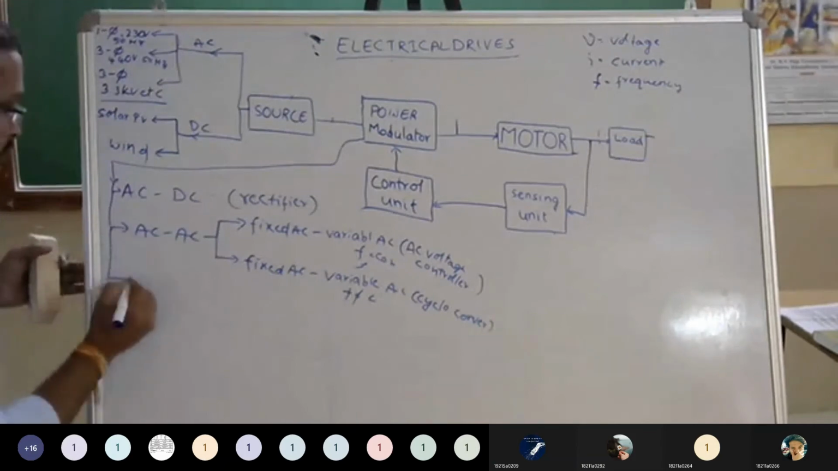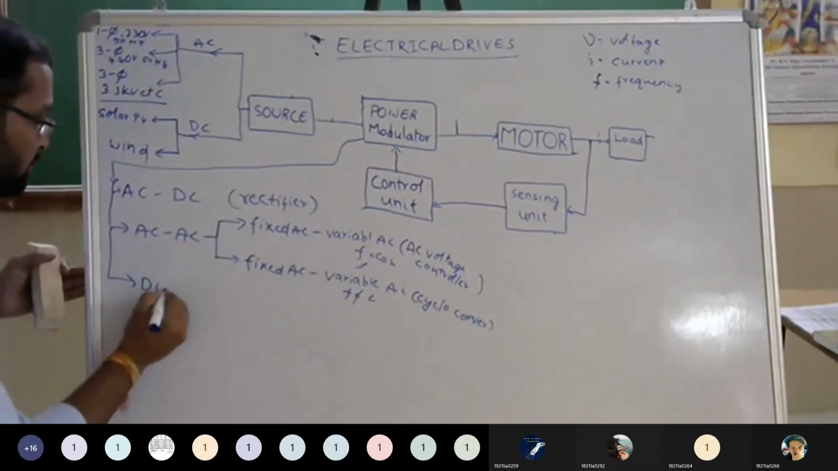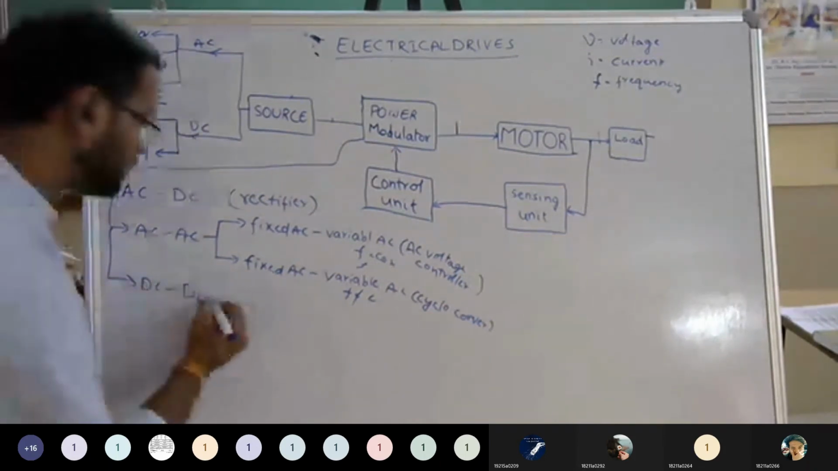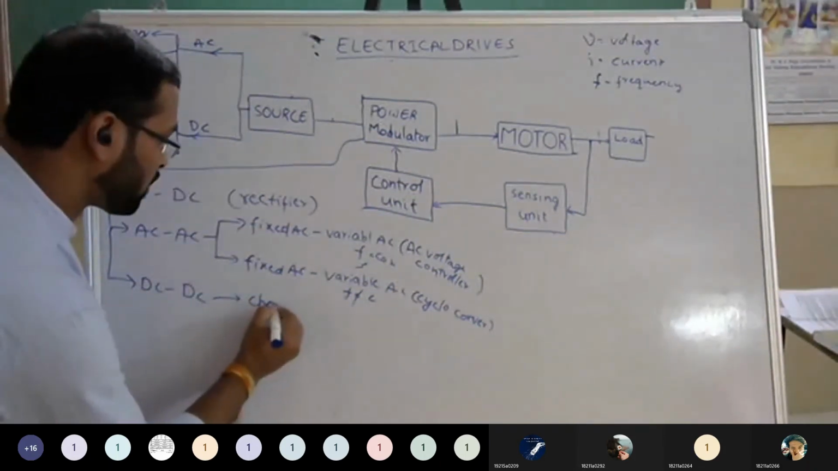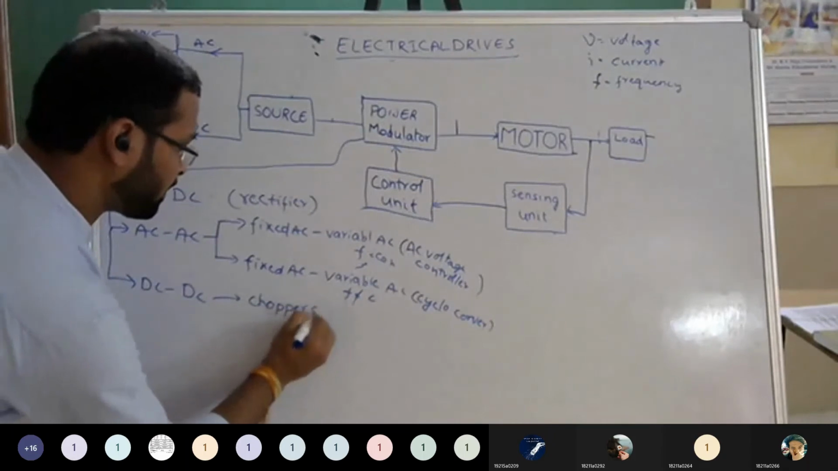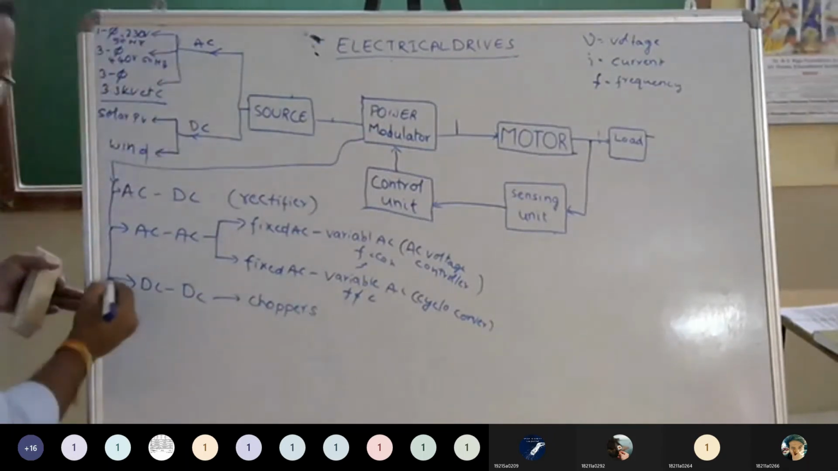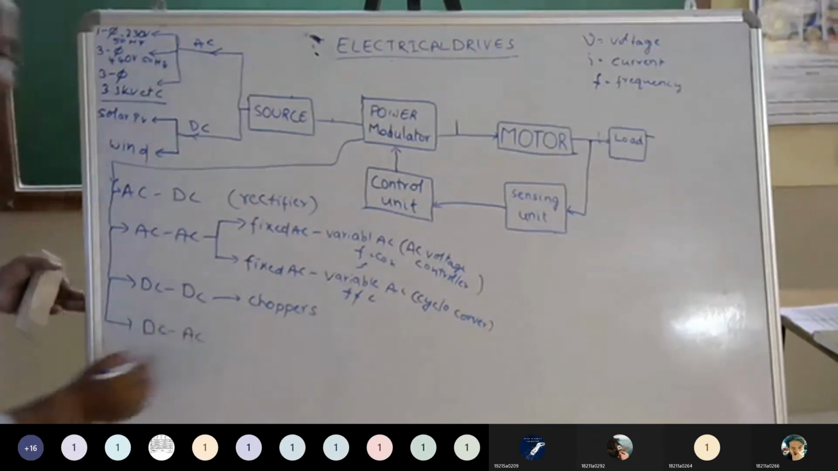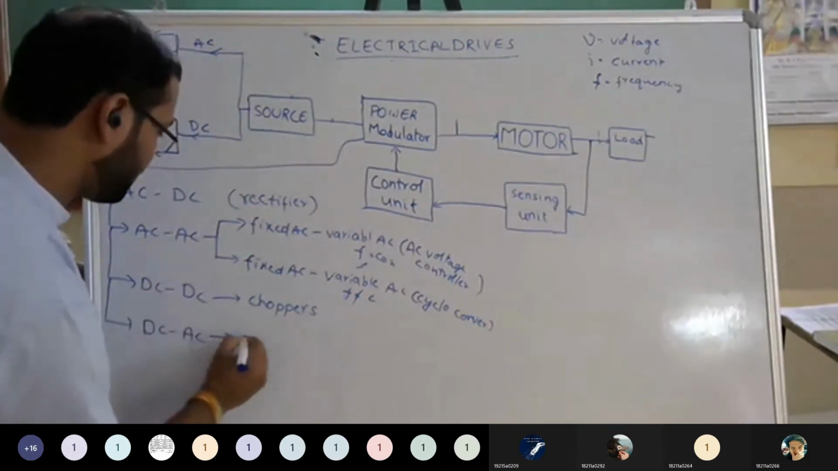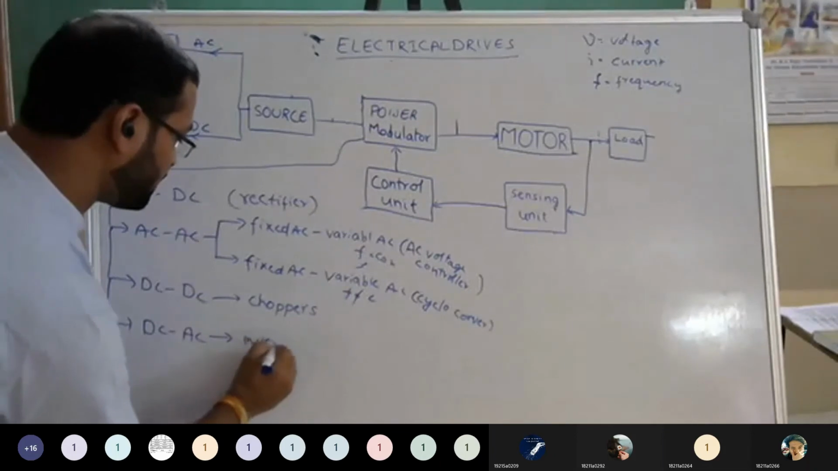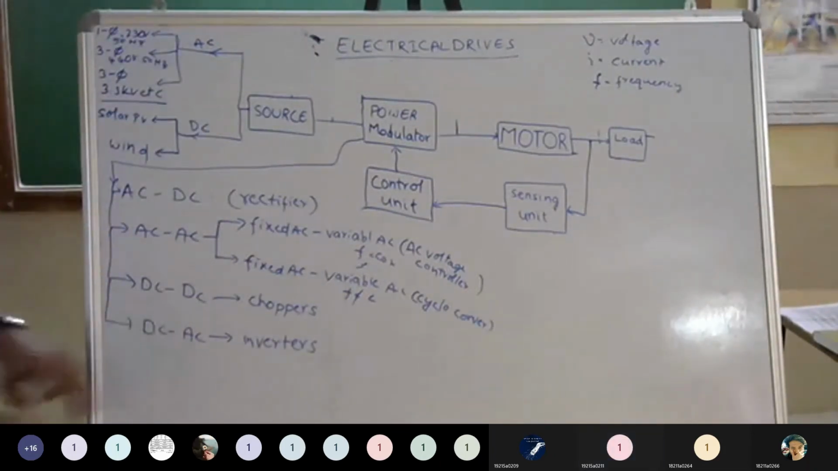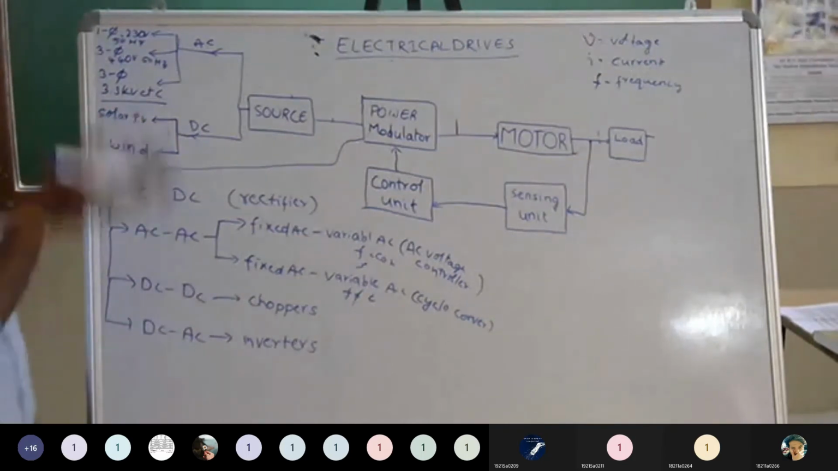And the third category is DC to DC. These we will call choppers. Choppers are DC to DC converters. Next one is DC to AC. What do they call this one? Inverters. Yes, inverters.